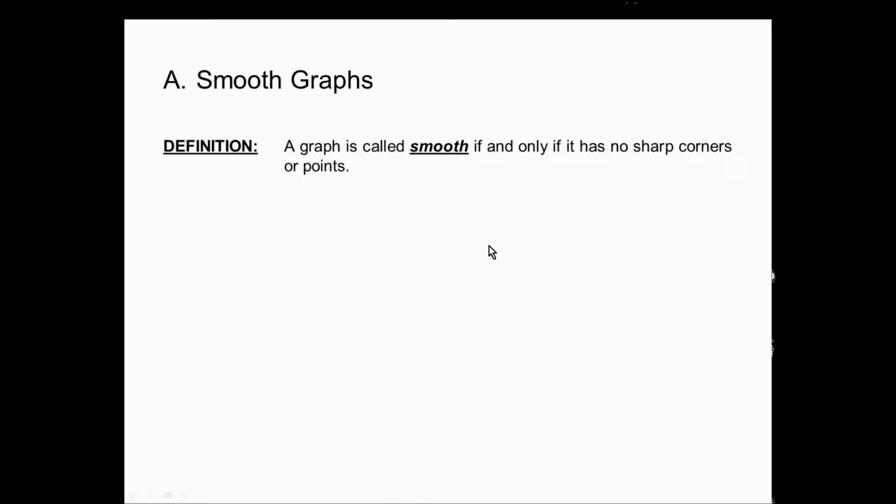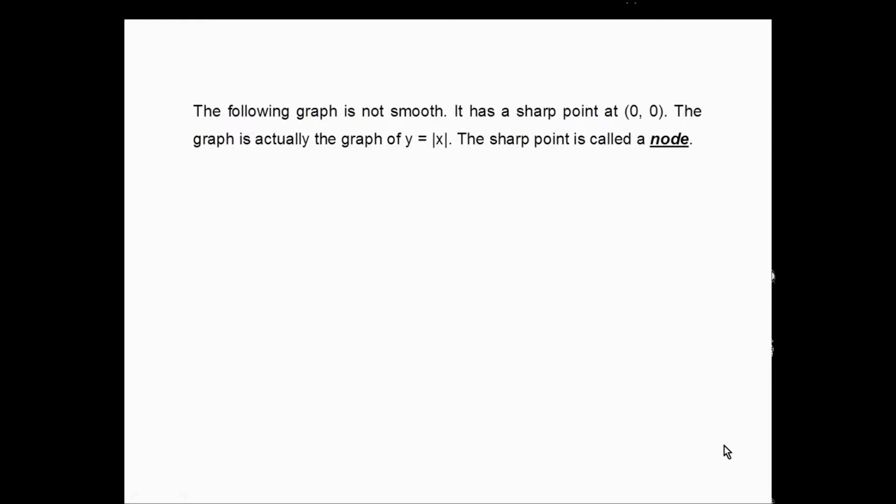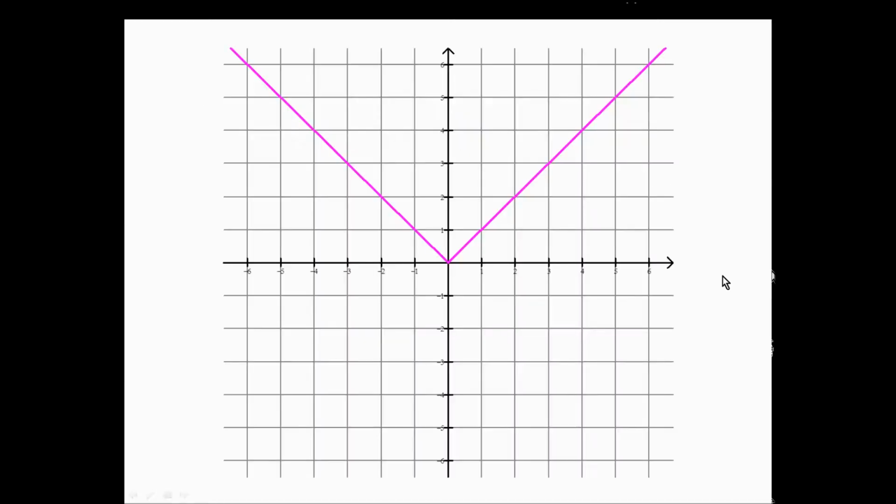I think the classic example of a function with a sharp corner or a point is the absolute value function, that v. And the absolute value function is not a polynomial. Illustrations. Okay, the following graph is not smooth. It has a sharp point at 0, 0. The graph is actually the graph of y equals absolute value of x. The sharp point is called a node. So there's my sharp point. It's kind of like if you were traveling along in your car, you might have to really slow down to make that turn.